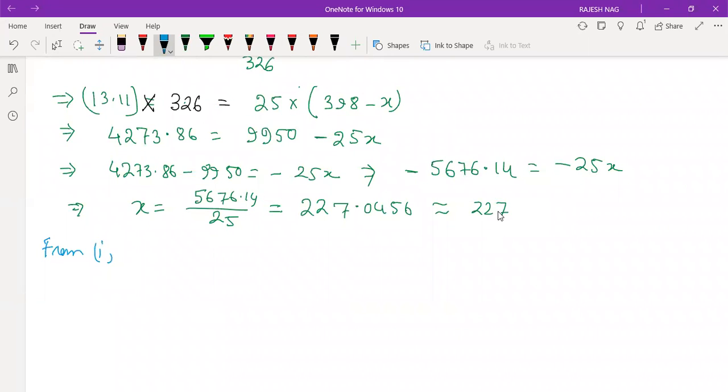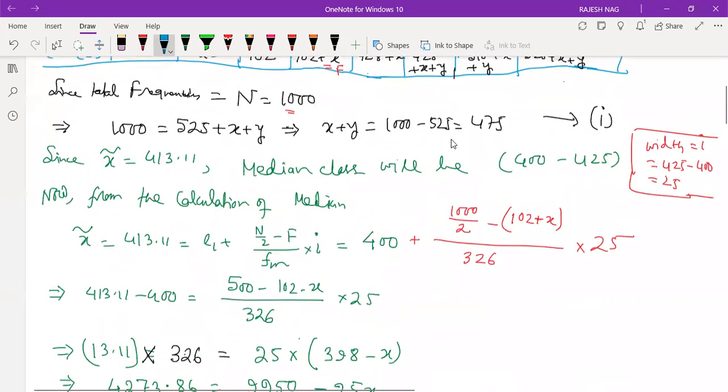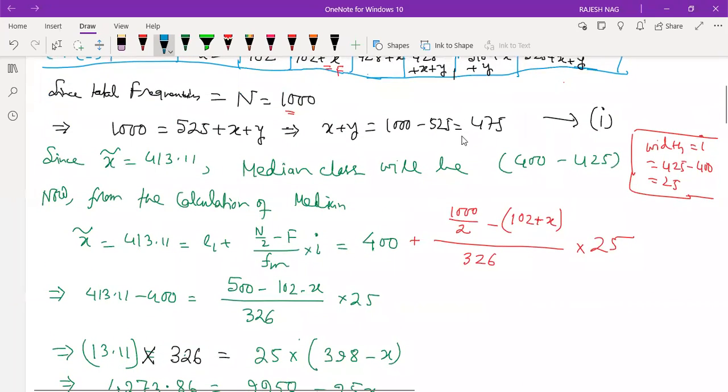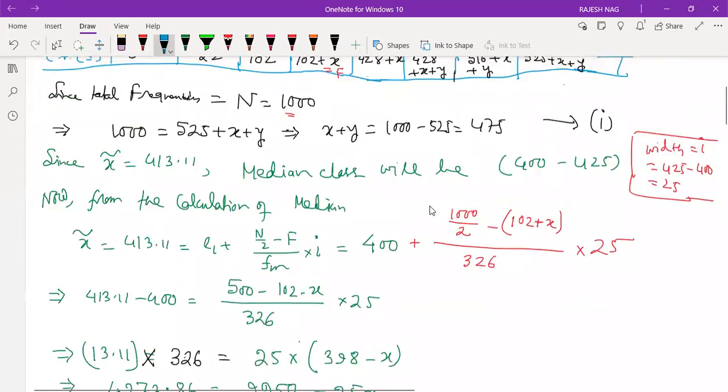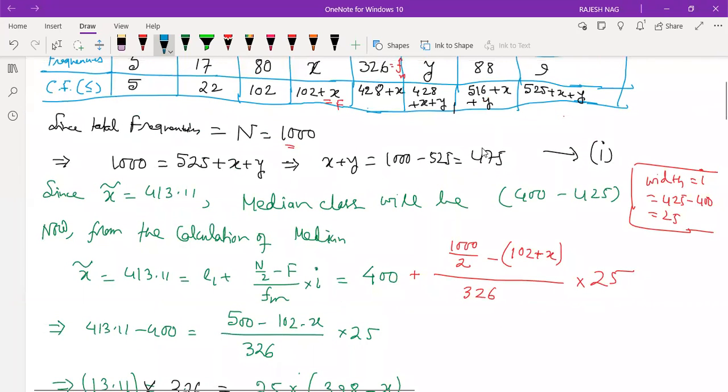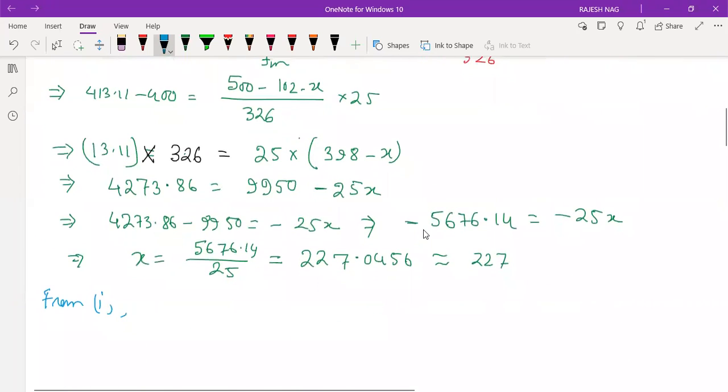from equation 1, let me check. I think x plus y is equal to 475. This is the equation 1. So from 1, x plus y equal to 475. That implies 227 plus y equal to 475.